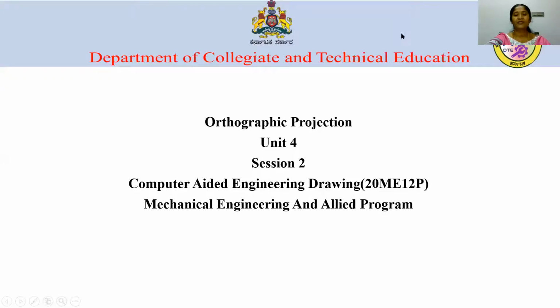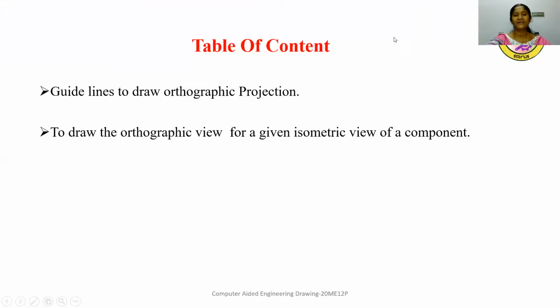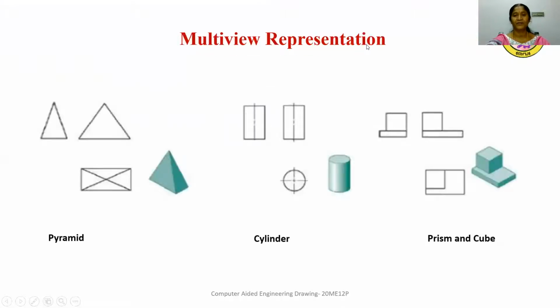Welcome to the second session of Orthographic Projection, Unit 4 of Computer Aided Engineering Drawing. So in the previous session, we studied the various methods of projection, and in detail we studied what orthographic projection is. In this session, we are going to see the guidelines to be followed to draw the orthographic projection, and also draw the orthographic views for a given isometric view of a component. This orthographic projection is known as the multi-view drawing.